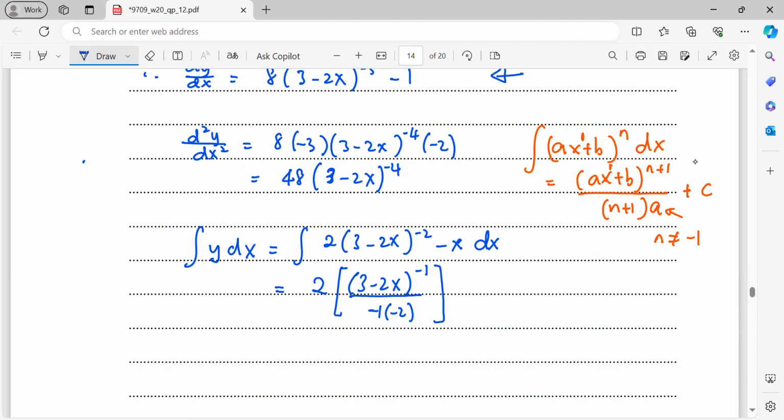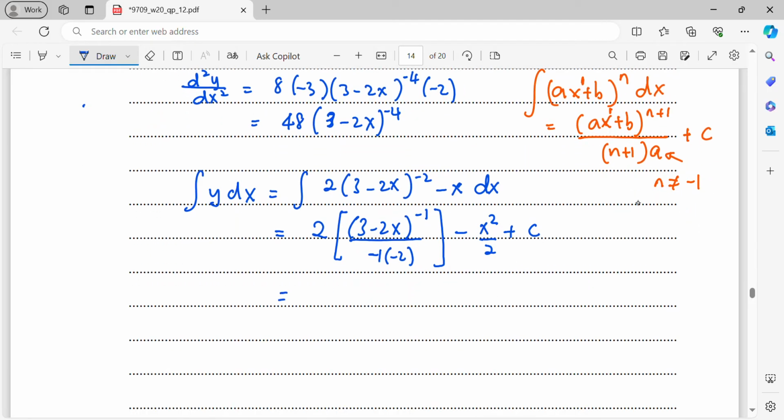Then the minus x changes to minus 1, followed by, not minus 1, you are adding 1 to the degree. So it will be x squared over 2, then plus c. Okay, so now you simplify this. Basically, in the denominator, minus 1 times minus 2 is 2. So the 2 and 2 cancel off. Then left with degree of minus 1. Whenever the degree is negative, move it down. So I will get 1 over (3 minus 2x), then minus x squared over 2 plus c. So that is my integration.